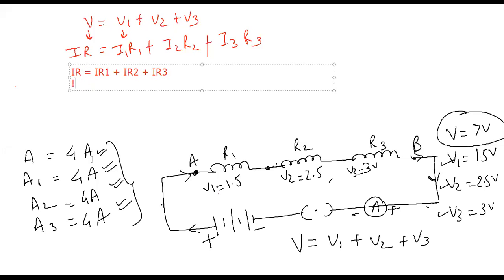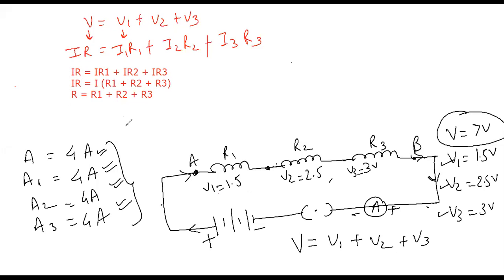So IR is equal to, can I take I common from all three? What remains? R1 plus R2 plus R3. And I here and I here gets cancelled. R is equal to R1 plus R2 plus R3. This is my equivalent resistance of the circuit.